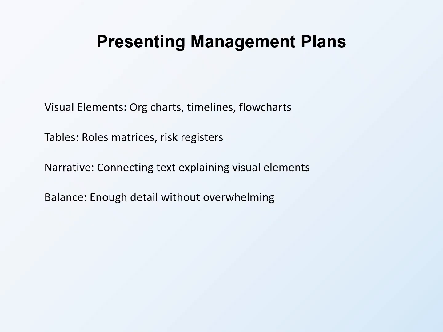Tables organize information efficiently. Roles matrices show who is responsible for what. Risk registers list risks with likelihood, impact, and mitigation. Tables enable comparison. Narrative provides connecting text explaining visual elements. Visuals alone may not be self-explanatory. Brief narrative connects and explains visual information.